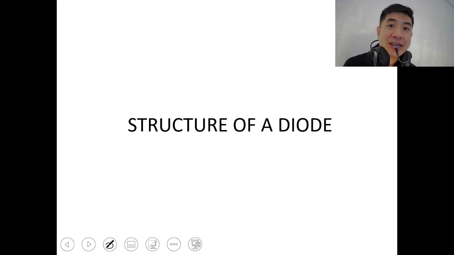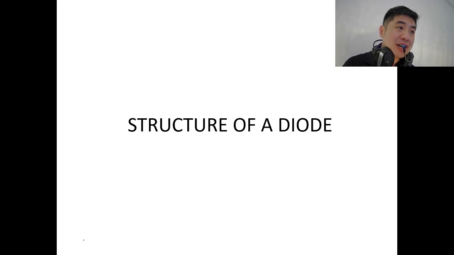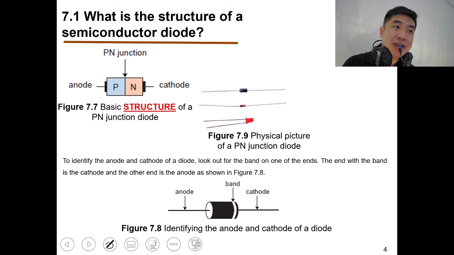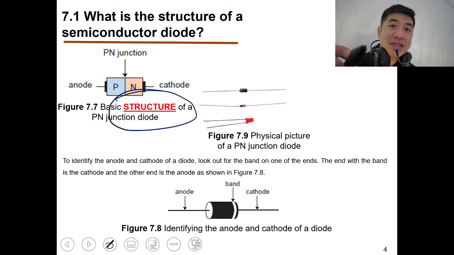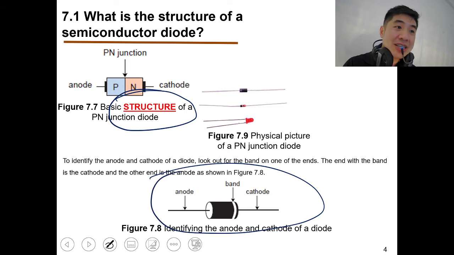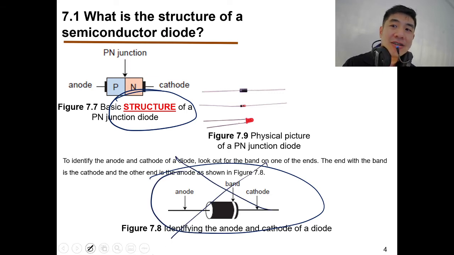Now, the structure of a diode. What do we need to know? This word is super important: structure of a diode. I have already highlighted it, and it's not for fun that I highlighted this, because many people didn't know the meaning of the word structure. Most of them will think that this is the structure of the diode, but no, this is not the structure of the diode. So please take note of it.